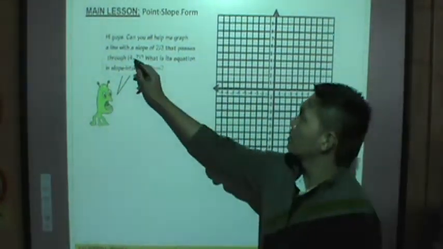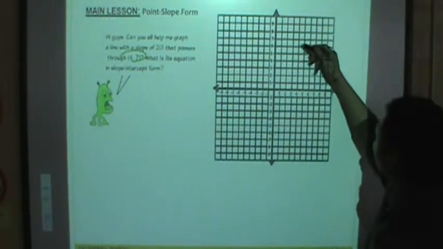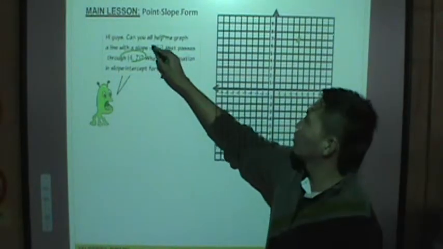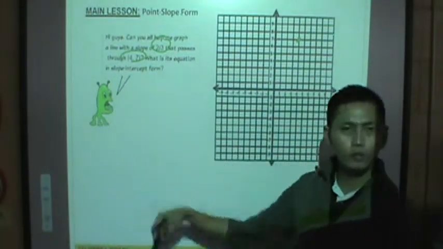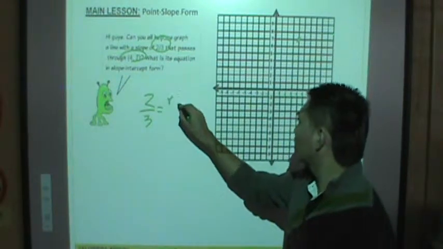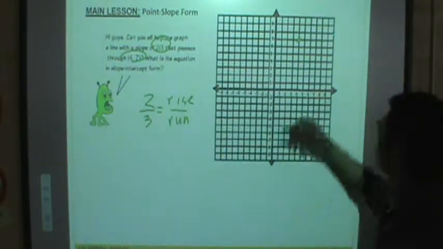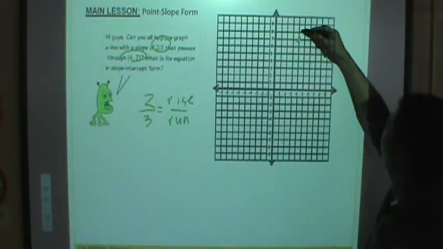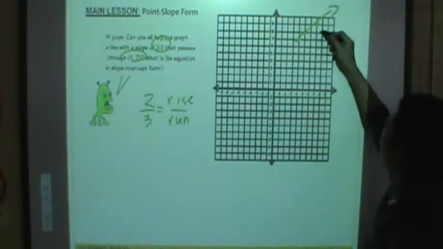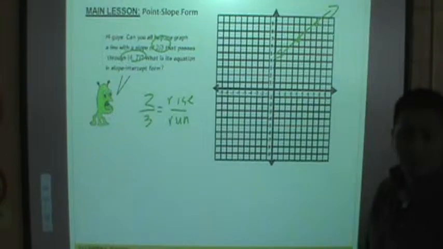first make sure you know your point, (4, 7). (4, 7) is here. Oh, there it is, (4, 7). And then the slope is 2/3. If the slope is 2/3, and we know rise over run, that means from that point you just have to go up 1, 2, and then 1, 2, 3 to the right. There it is. That's the graph.